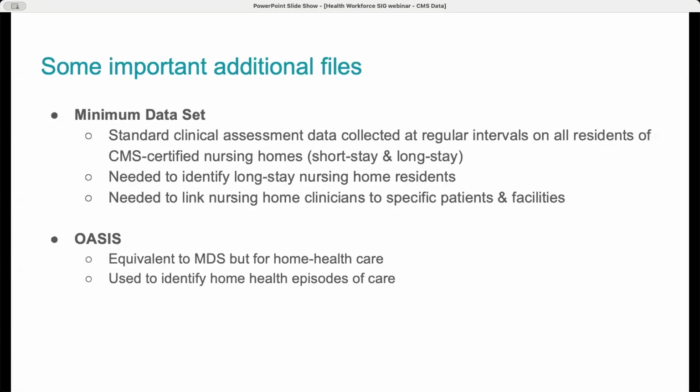So some other important additional files to be aware of if you're interested in two specific populations, the nursing home population and the home health population, are the minimum data set and OASIS. So the minimum data set is standard clinical assessment data that's collected at regular intervals on all residents of CMS certified nursing homes. And this is important because in nursing homes, there are two populations of patients. There are people who are there under their post-hospital Part A short stay, and then there's the long stay population. Medicare does not pay for long stay custodial nursing care. So you can't even identify a long stay nursing home resident based on Medicare data. You have to link it into the minimum data set. So if you're interested in the nursing home population, you definitely need to use the MDS. OASIS is the equivalent of MDS, but for home health care. Next slide.